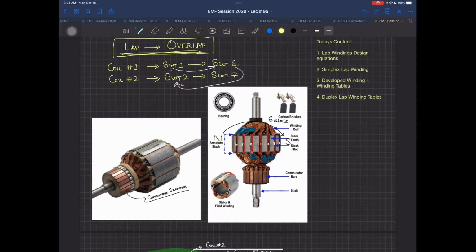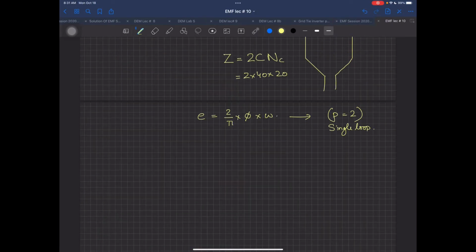And the same was for the torque. The torque was equal to 2 by pi into flux phi into Ia, and this was for P equal to 2 and a single loop. For single loops, these are completely okay. But in a practical machine, there are many loops, or Z number of conductors. So how are we going to find the total equivalent torque or EMF from that machine?